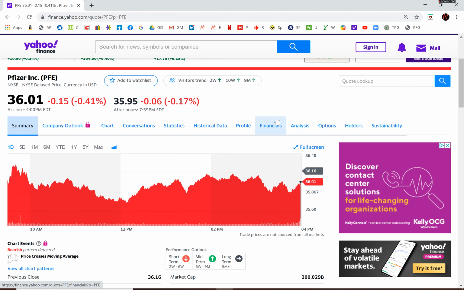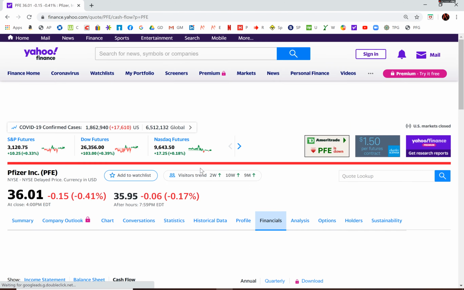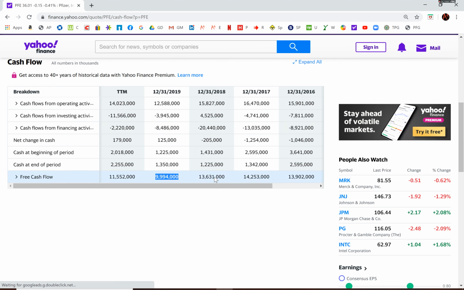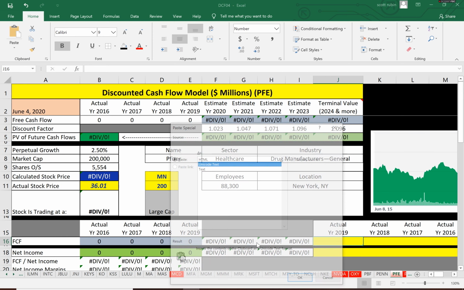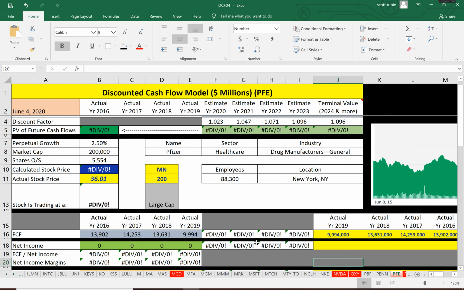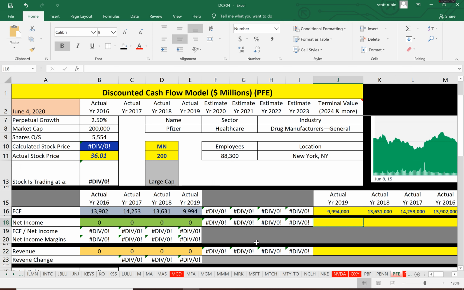That's in the financial section in Yahoo under cash flows. And free cash flow is the cash that's remaining after you're operating your business each year. So this is a good sign that they have a healthy free cash flow each year.